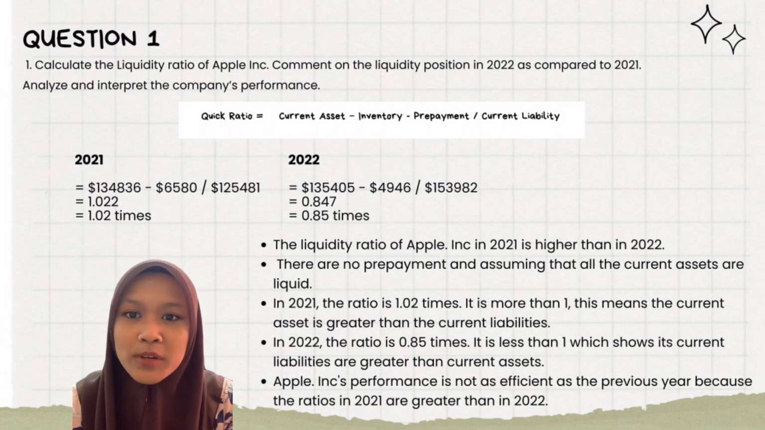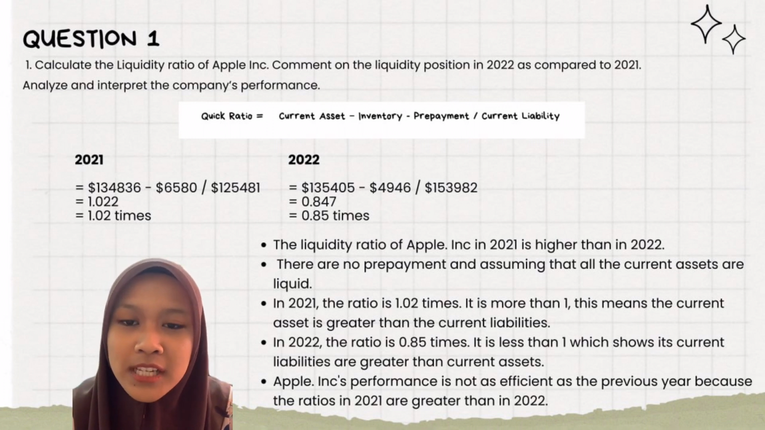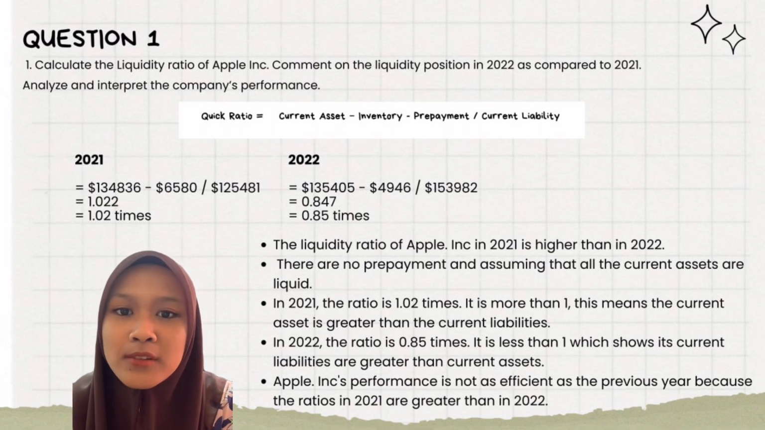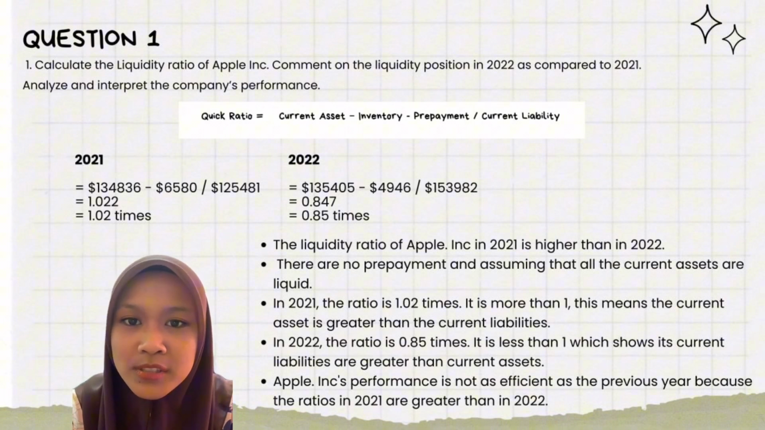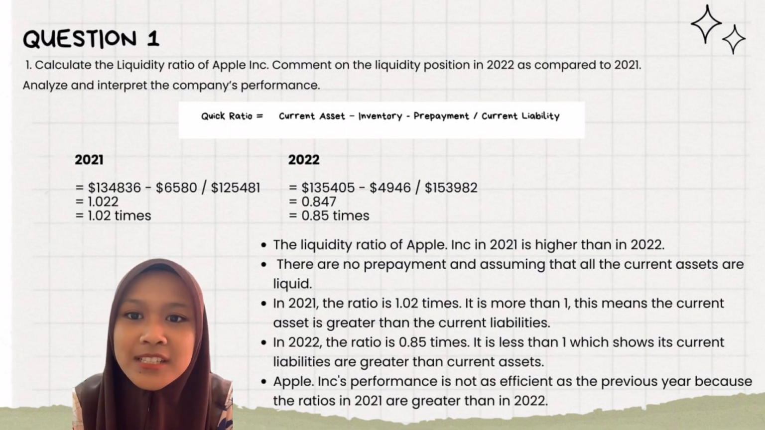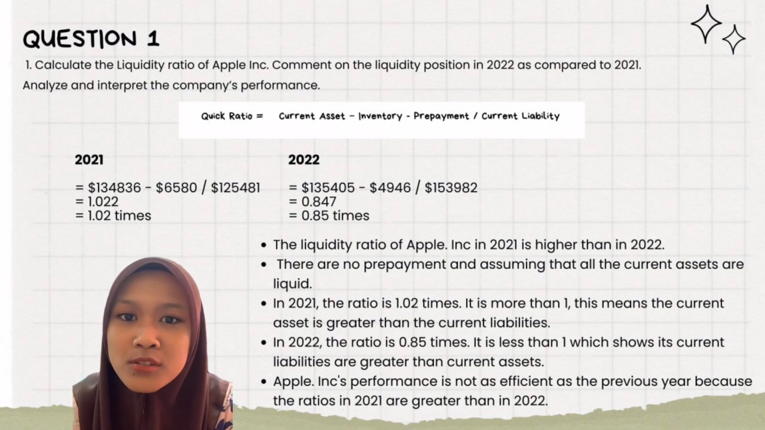On 2021, $134,836 minus $6,580 divided by $125,481. The answer is 1.02 times. The ratio is greater than 1 and clearly shows that its current assets are greater than current liability, which is good for every company that runs a business.